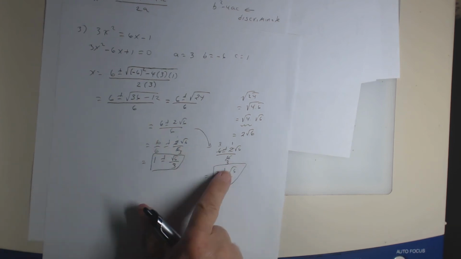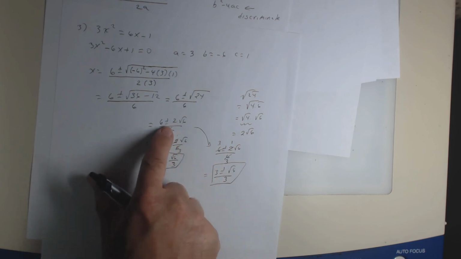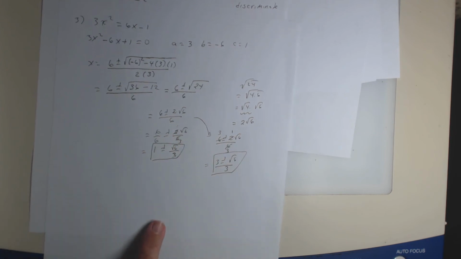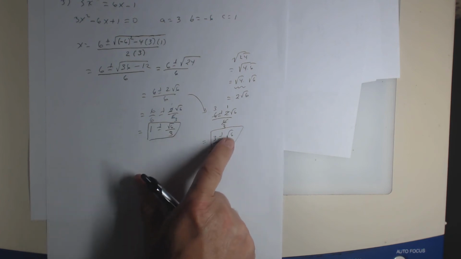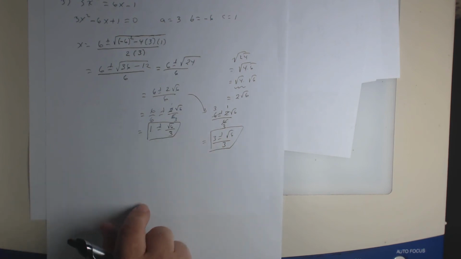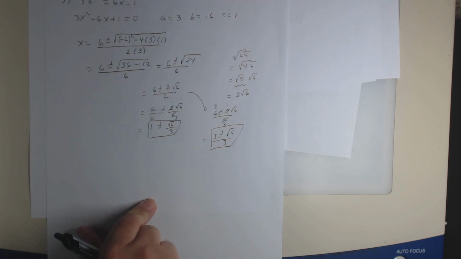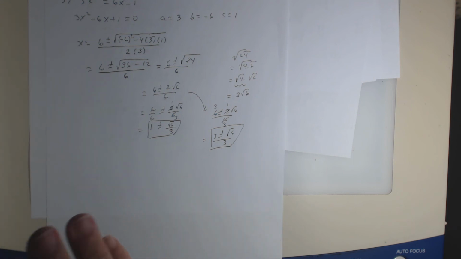So these are all the same thing. This is the same thing as this is the same thing as this. They're all the same. It kind of makes sense because what's 3 over 3? 1. And you get a square root of 6 over what? 3. It's all the same thing. Okay? All right, so any questions on the quadratic formula? And that's all that is.